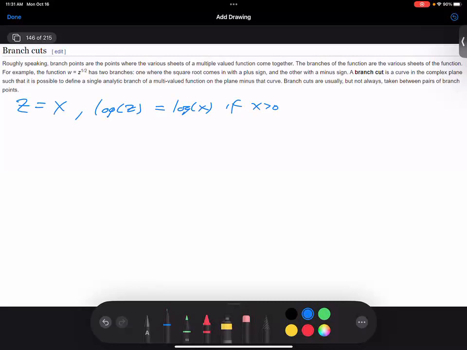Well, maybe also, is the log almost more natural in complex numbers because everything has a positive magnitude?